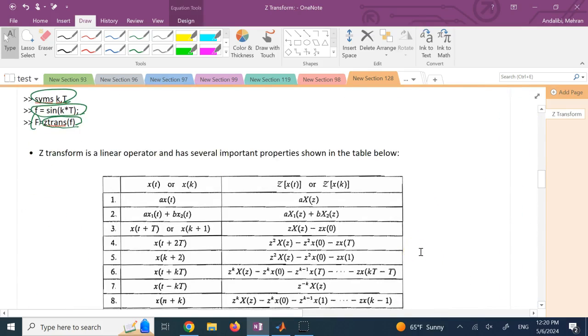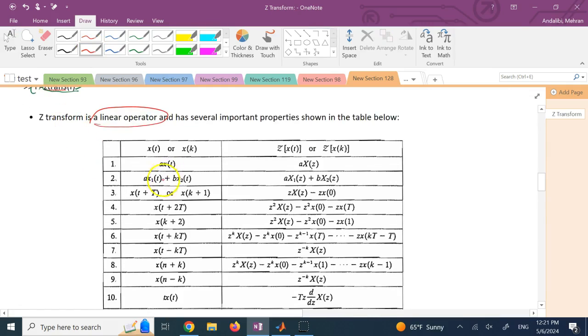Now, a couple of other things. Z transform has a bunch of properties, just like Laplace transform, that I want you to see. One of the most important ones is that it is a linear operator, just like Laplace transform. So if you apply Z transform on A times X, it's going to be A times Z transform of X. If you apply it on A X1 plus B X2, it's going to be A times Z of X1 plus B times Z of X2.